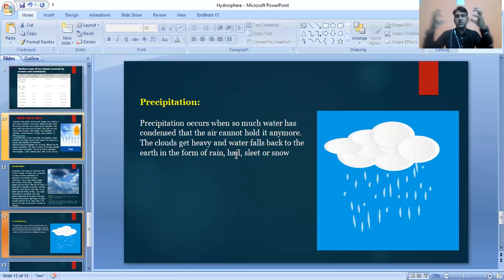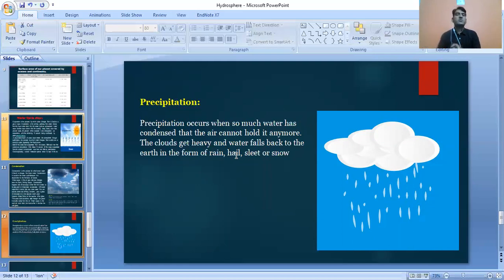Hail, you can see, is something bigger, like big hard ice balls, which are there in that form. And then we have sleet. Sleet is when the rainwater is mixed with snow. So we have a mixture of both snow and drops. We call that sleet.